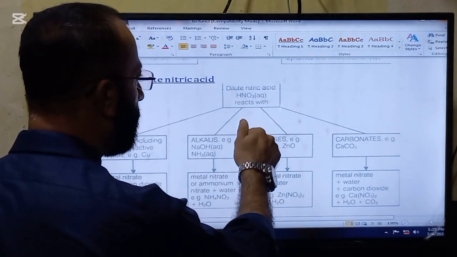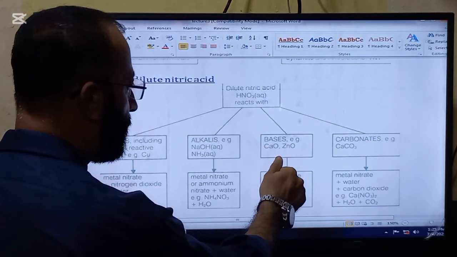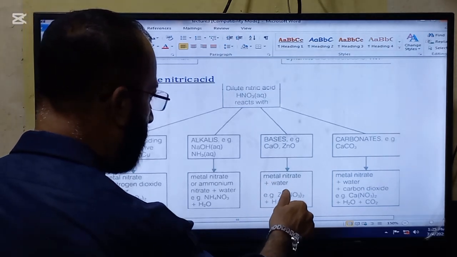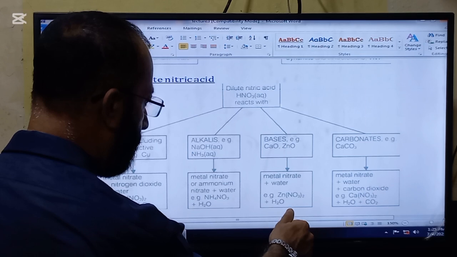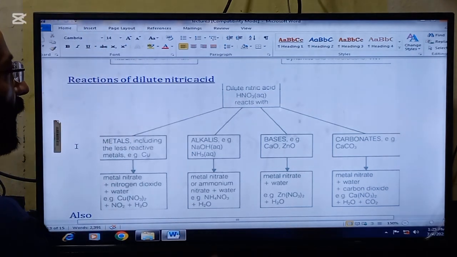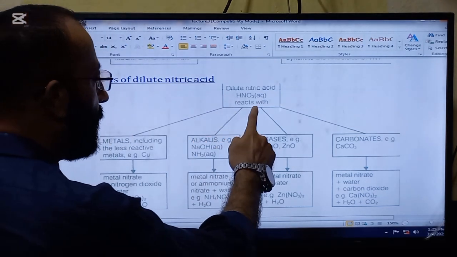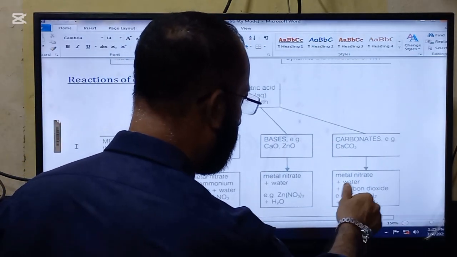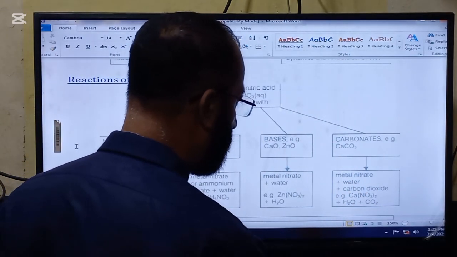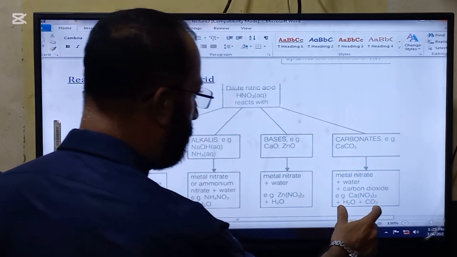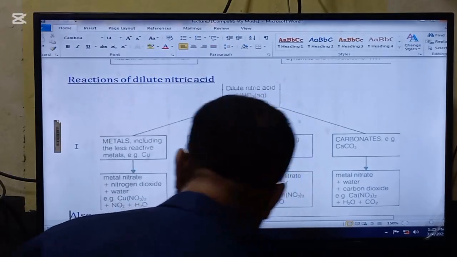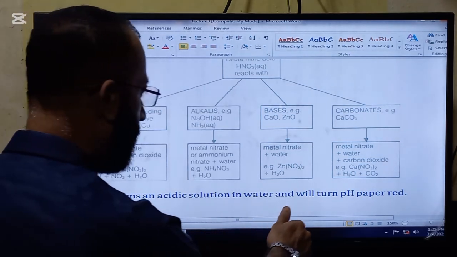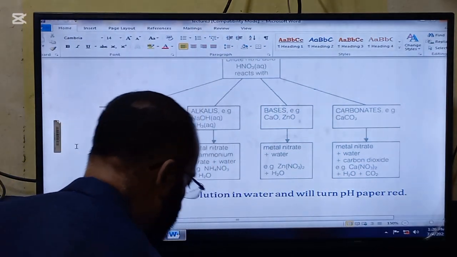When dilute nitric acid reacts with bases, for example CaO, ZnO, it forms metal nitrate plus water. So here are the products. When dilute nitric acid HNO3 reacts with carbonates, for example calcium carbonate, it forms metal nitrate, water and carbon dioxide. And here are the products. Also, it forms an acidic solution in water and will turn pH paper red.